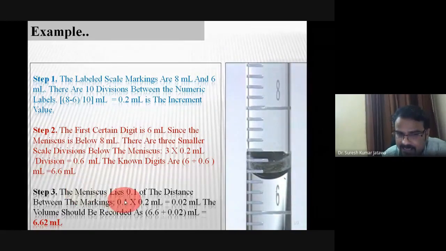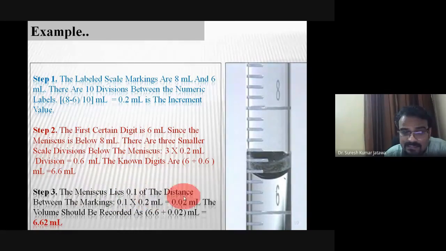The meniscus lies 0.1 of the distance between the markings. 0.1 into 0.2 ml is equal to 0.02 ml. So you add this particular unit to this, and it is your final volume, that is 6.62 ml. So like this, you can measure your volumes in measuring cylinders or containers.